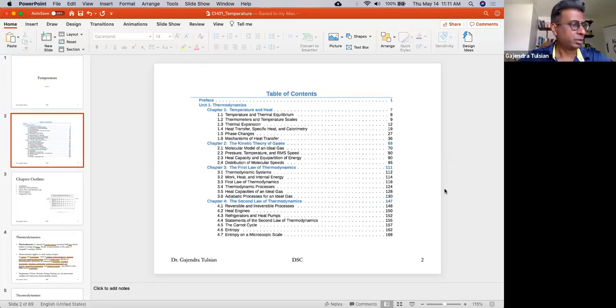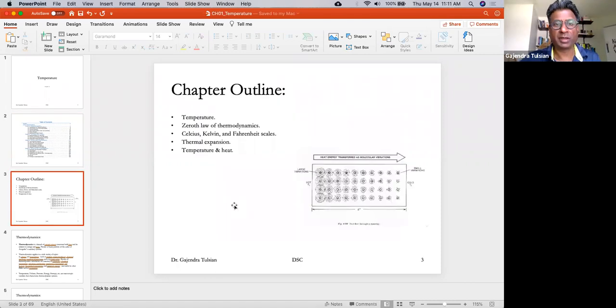Okay, so the first 4 chapters in this course comprise the subject of thermodynamics. So this chapter is temperature and heat, and then we'll talk about the kinetic theory of gases in the second chapter. First law of thermodynamics is the 3rd chapter, and the second law of thermodynamics is the 4th chapter. Okay, so all this comprises thermodynamics, and you'll have an entire course on these subjects. So that course will be based on what you study here. So that's where we are headed.